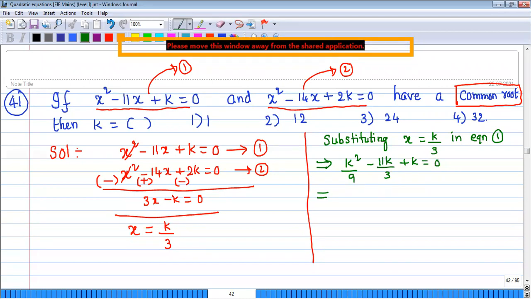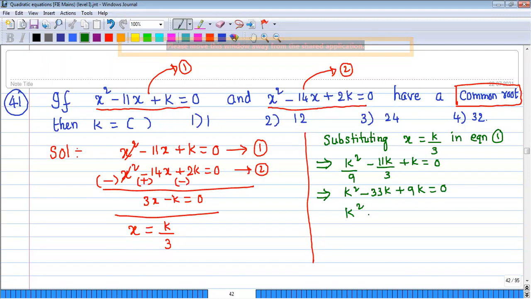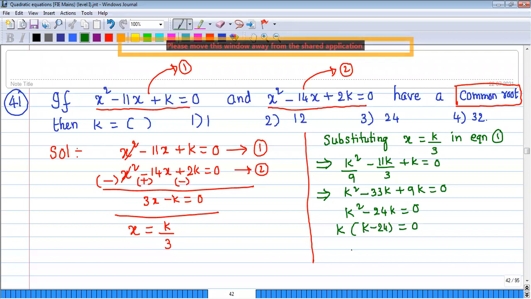So multiply both sides with 9. You get k square minus 33k plus 9k equal to 0. k square, 33 minus 9, how much will you get? 24. So k square minus 24k equals 0. If you take k common, you get k times k minus 24 equals 0. You get two cases: k is equal to 0 and k is equal to 24. So k is equal to 24 is there, option C, option 3.